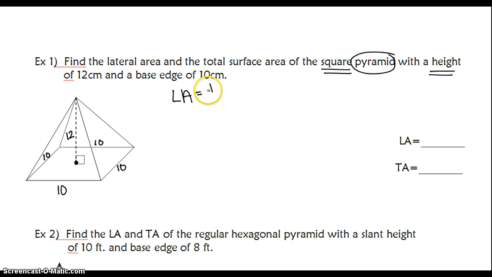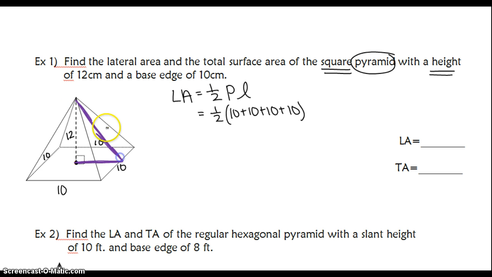Lateral area again, 1/2 perimeter of the base times the slant height. 1/2 the perimeter of the base, 10 plus 10 plus 10 plus 10, is going to give us 40, times the slant height. Now, the slant height is not drawn in there, so we have to draw it in there. Hopefully you're seeing this right triangle. Yes, you're right, if you're thinking we're going to have to do the Pythagorean theorem.